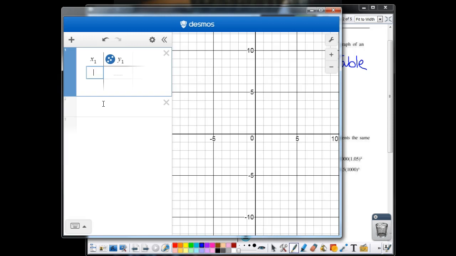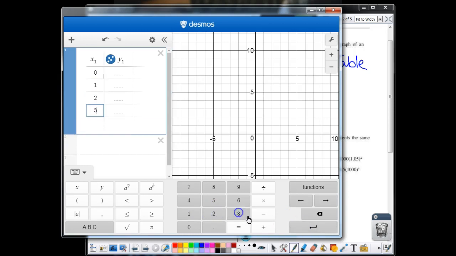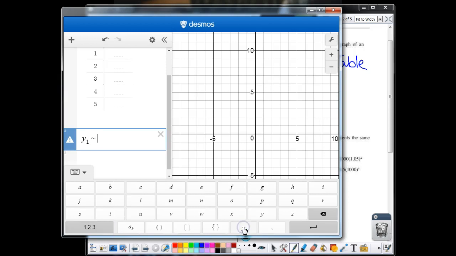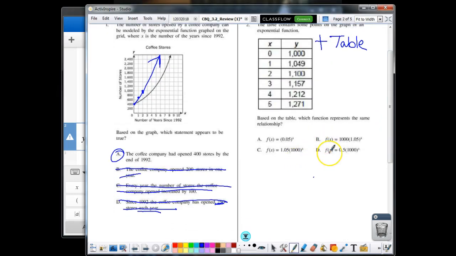So it would be 0, 1, 2, 3, 4, 5. And then you would copy the 1,000, then 1,049, then 1,100, and so on, right? Once you plug that in, you're supposed to type y1 squiggly line, a b raised to the power of x1. You're supposed to click log mode as well. Click log mode, and then you choose one of these answers.